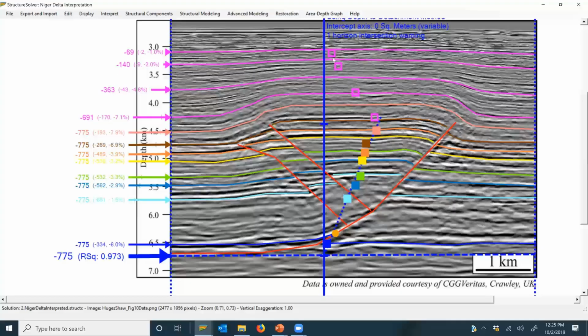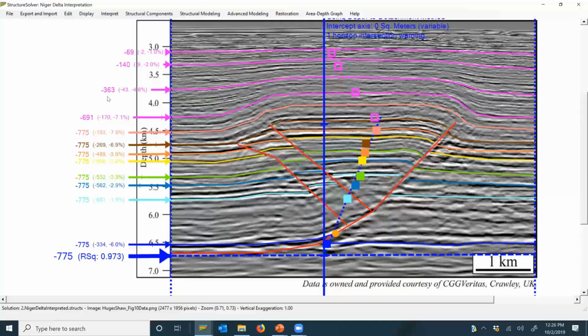And so not only have we been able to quickly define where the transition from pre-growth to growth is located, but we're also getting the displacement history on the structure by first computing the intercept of the detachment, and then the displacement for each of these growth horizons is computed based on the slope of the line from each growth horizon to the detachment depth.